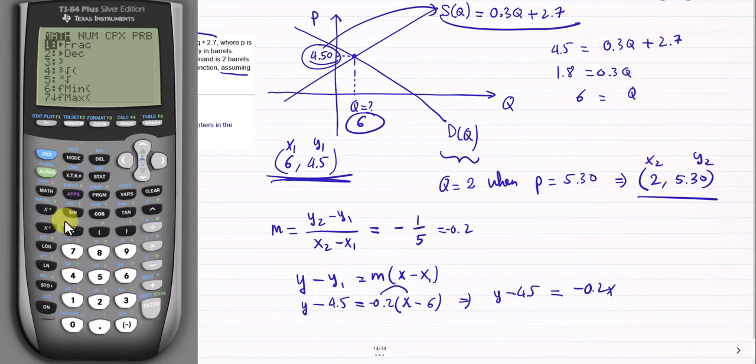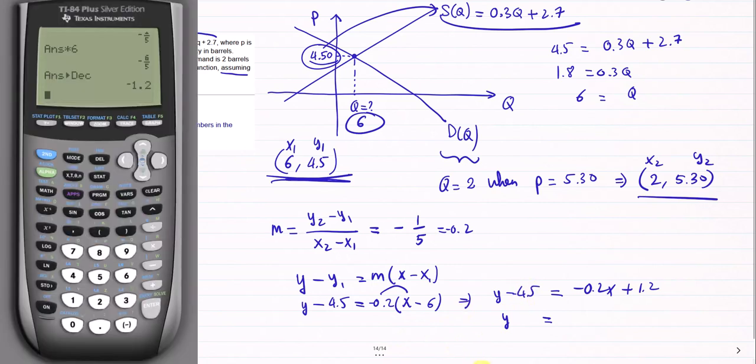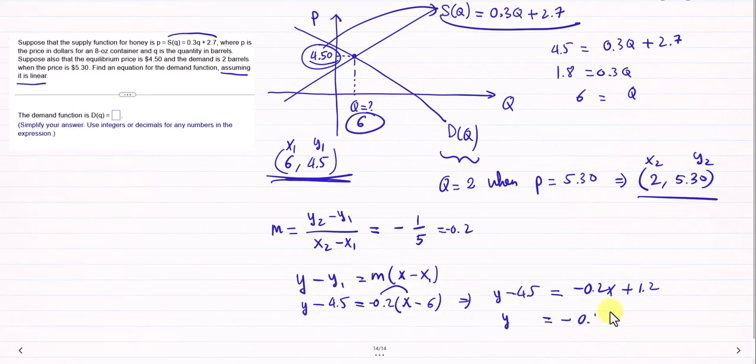Or you can convert that to a decimal value. Then that will be minus 1.2 because we multiply them together. But then we have the minus and the minus, so that becomes plus 1.2. And to solve for y, I'm going to add 4.5 on both sides. So we'll take 1.2 and add 4.5, so that will be 5.7. So minus 0.2x plus 5.7, and this is your equation.